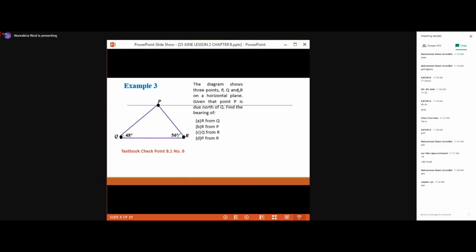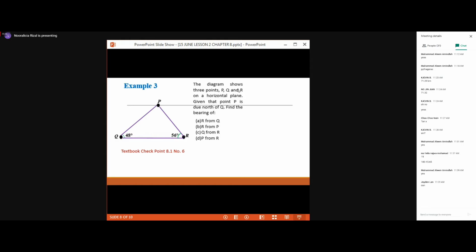The diagram shows 3 points, P, Q, and R on a horizontal plane. Horizontal plane just means a flat surface. So this is 3D, and basically you're looking at it from the top, so don't confuse it. Teacher, how in the world does it look like a horizontal plane? All right, it's flat. If I turn it this way, you can see your 3 points here. That is what it means: the 3 points are all on the flat surface.